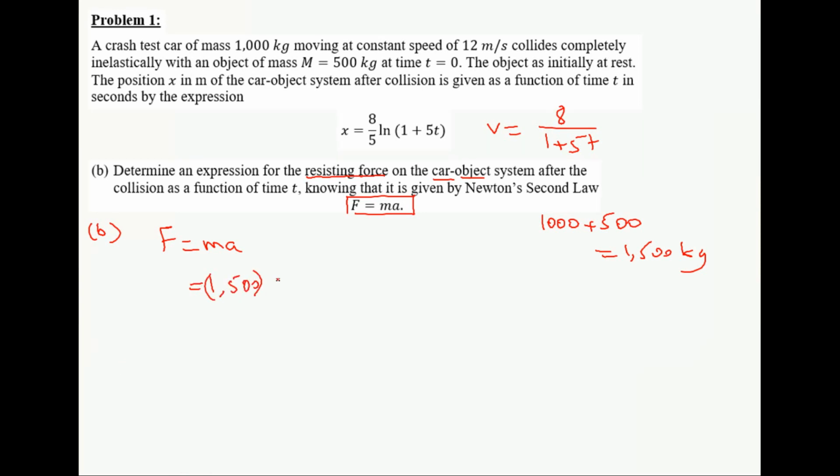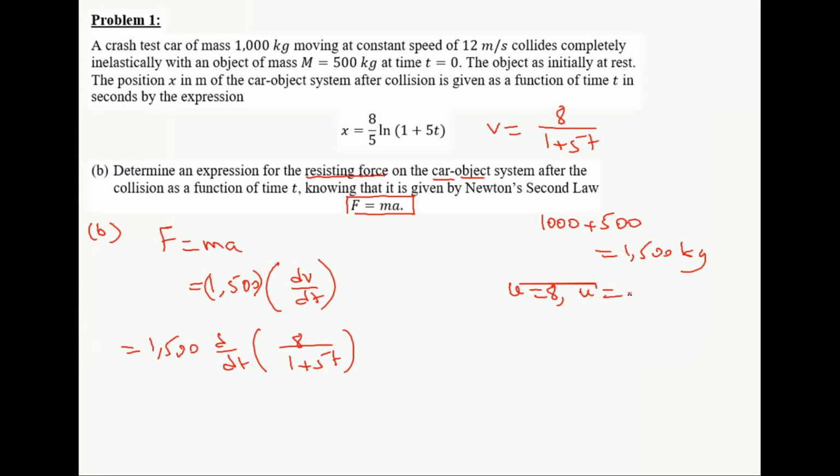Now what about the acceleration? We have the velocity, but we already know that the acceleration is related to the velocity via derivative. So this is given by dv/dt. Then that would be 1500 d/dt of 8 over 1 + 5t. So let me do the derivative of the rational function here quickly. u is 8, then u prime would be 0. v is 1 + 5t, and its derivative is a constant, which is 5.